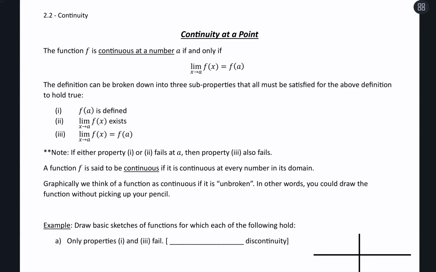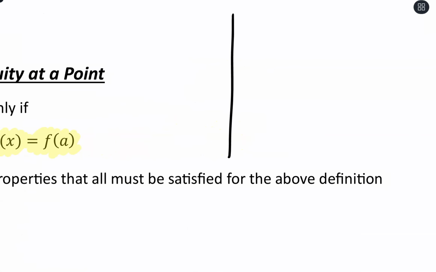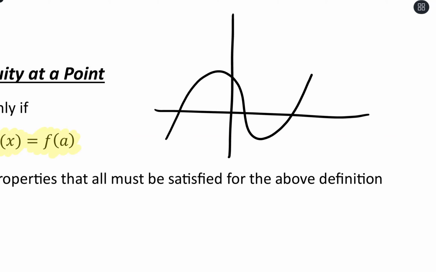The idea of continuity can help us evaluate limits of our function. A function is continuous at a number a if and only if the limit as x approaches a of our function is exactly equal to f of a. So if I have a function that's continuous, which could look something like this, and I'm evaluating the limit as x approaches a, our function is continuous if it's just equal to that output. So I'd have this coordinate a, f of a.